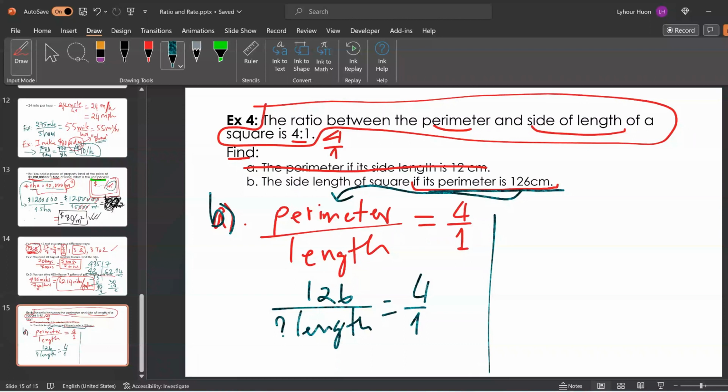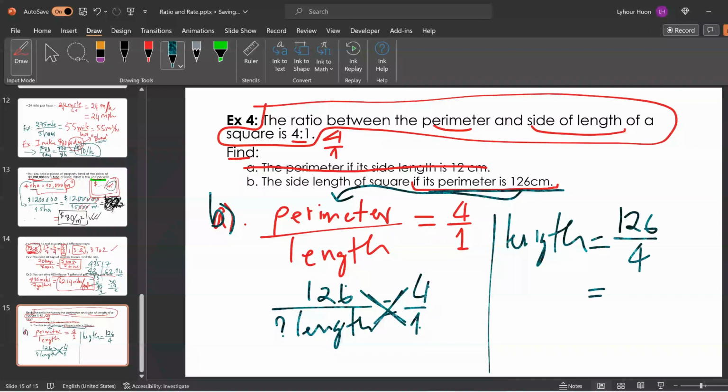So the length is 31.5? This is called cross multiplication, right? Cross multiplication. So in order to find the length, this divided by this. 126 divided by 4 got 31.5. It appeared with a 0, but I just removed the 0 at the end. Okay, that's correct.